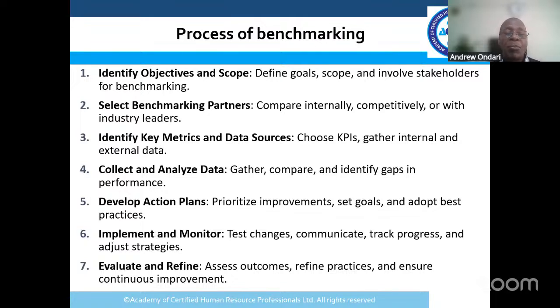Number 3 is to identify the metrics and the data sources. We have just talked about metrics. These are measurements. And the data sources is what we are going to use to collect data from the different partners. So in terms of metrics, we have KPIs. These are key performance indicators.